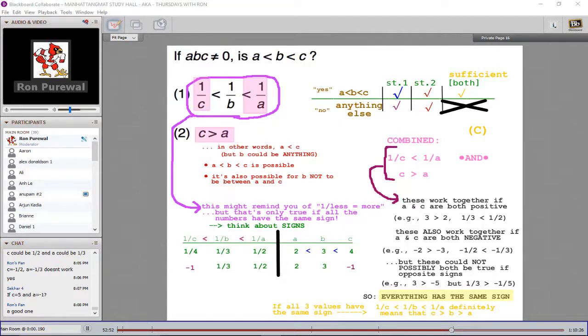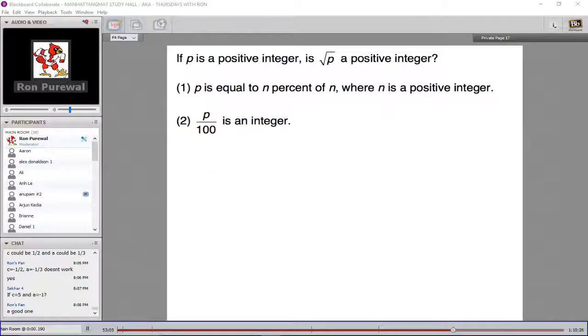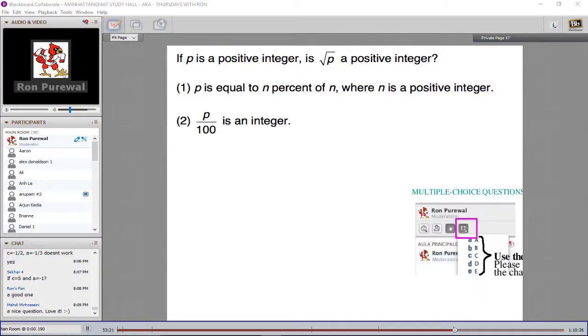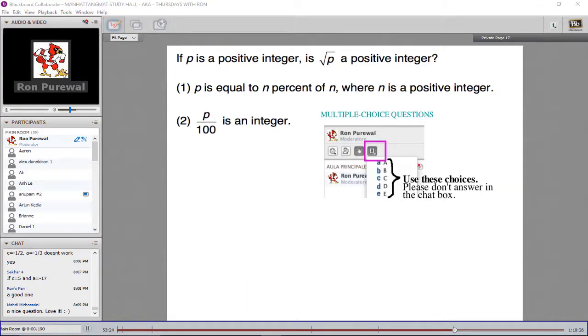All right, let's see if we got time to do another one. Let's do another one. How about this one? Don't forget where the multiple choice answers are found. Those are here. And also it would help you to make that device. So make that device.